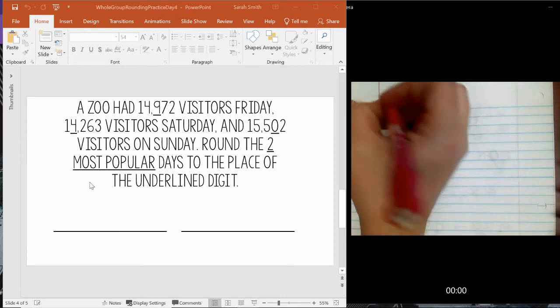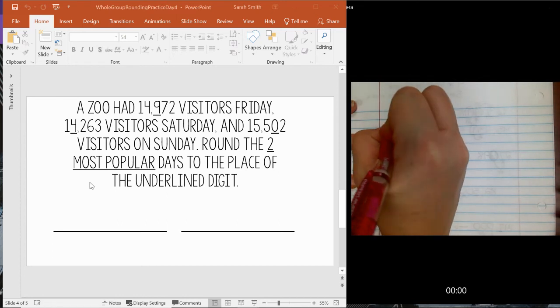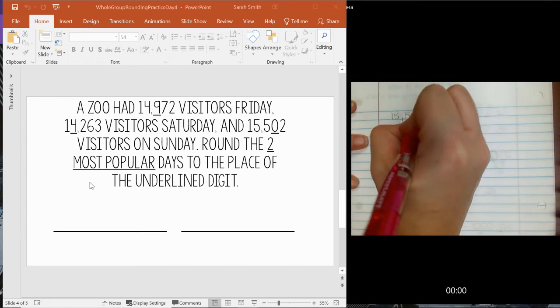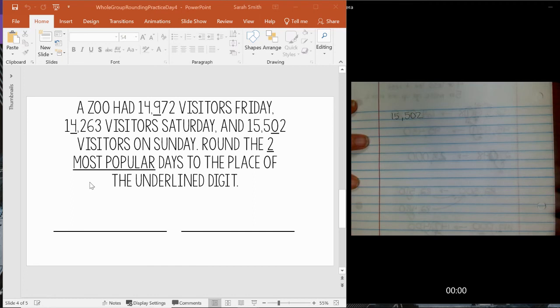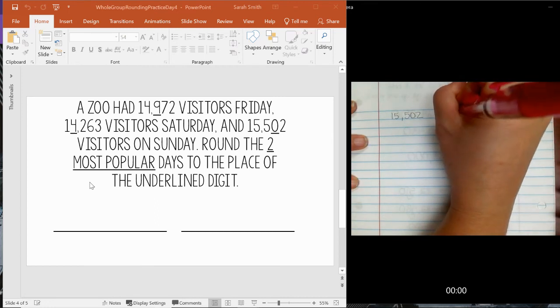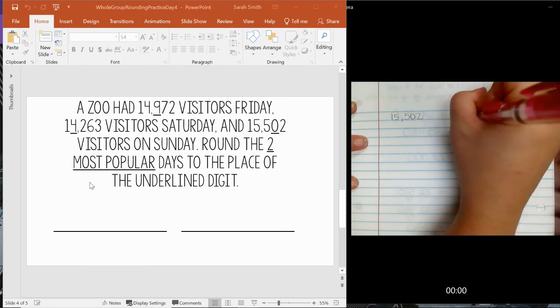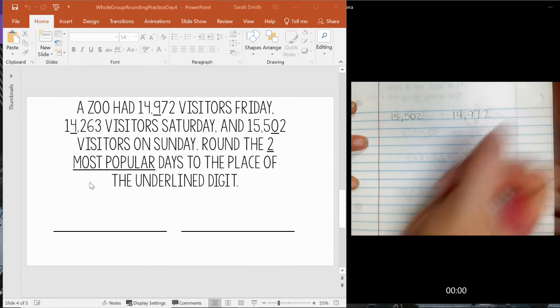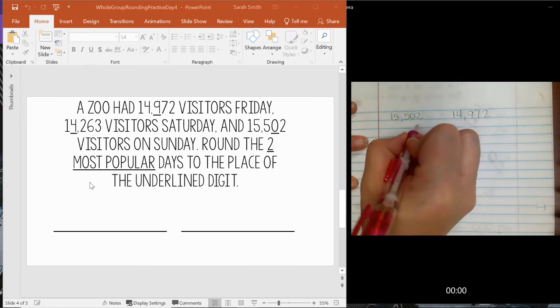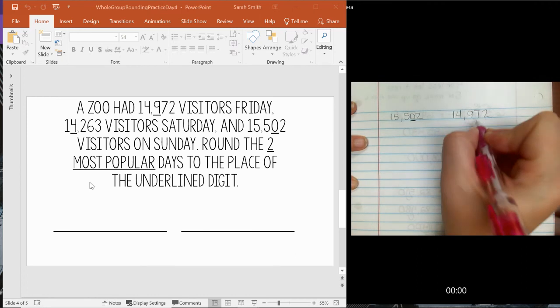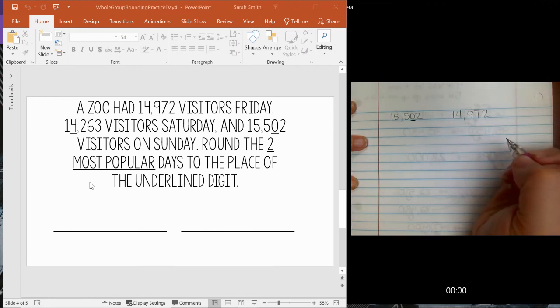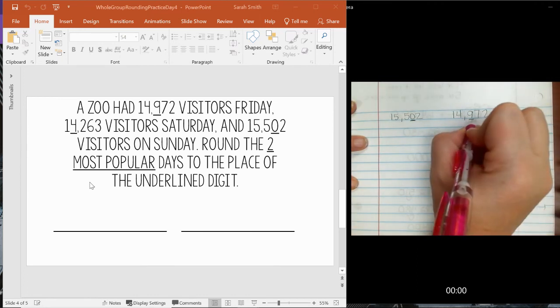So I know that definitely 15,502 is the largest number. And then I'm going to look for the next largest number. Well, 14,000 is the same, but the hundreds place is different. I know that 9 in the hundreds place is bigger than the 2 in the hundreds place. So the other number I'm going to be working with is 14,972. Then I want to go back and underline the same places that the problem has underlined. In that case, it was the tens place, and then for the other one, it was the hundreds place.